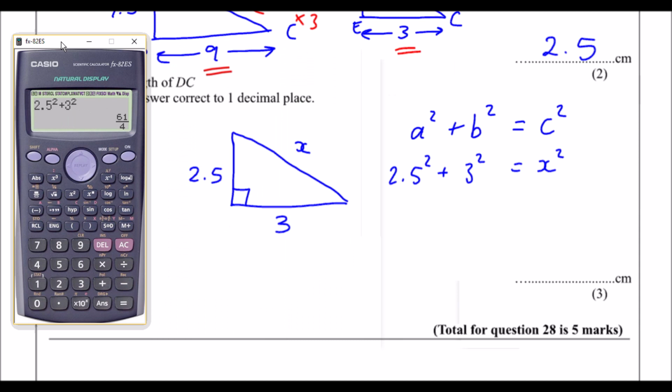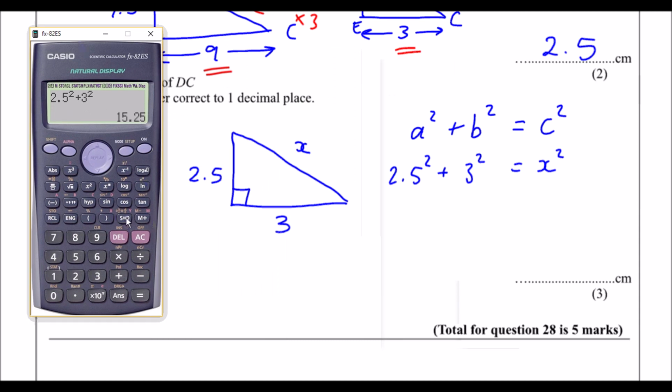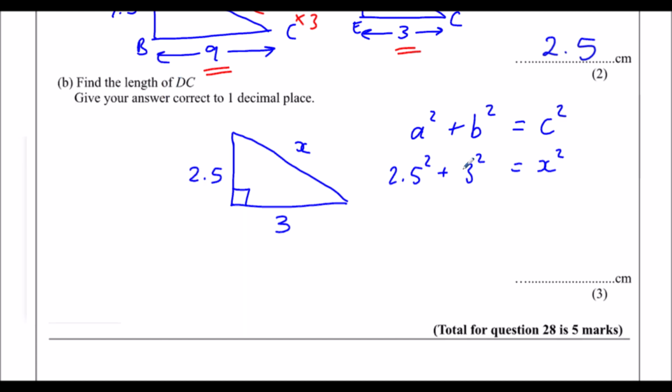So 2.5 squared plus 3 squared is 61/4, or 15.25. That's x squared. So we're going to square root the answer. And that's, to 1 decimal place, 3.9.